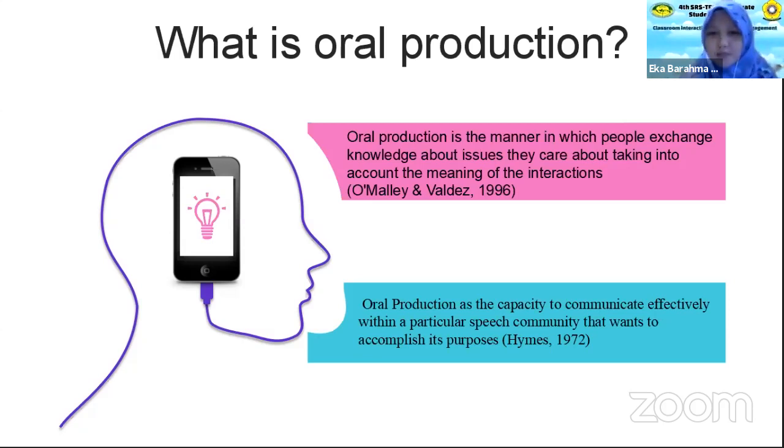Moreover, Himes 1972 said that oral production is the capacity to communicate effectively within a particular speech community that wants to accomplish its purposes. So we can conclude that oral production itself focuses on the learner's ability to communicate in the target language or a foreign language, for example, like English. So this aspect is for the student to speak and improve their ability to study the foreign language itself.